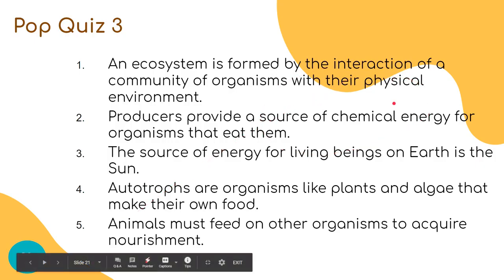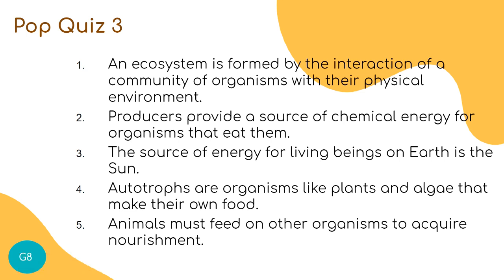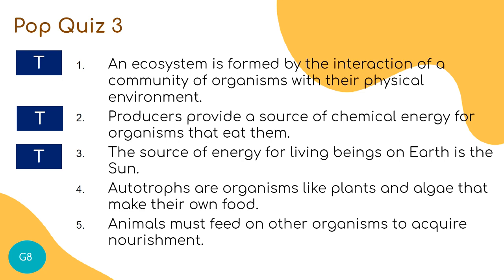Let's try and answer this pop quiz. So this is a true or false. Number one, an ecosystem is formed by the interaction of a community of organisms with their physical environment. That's true. Producers provide a source of chemical energy for the organisms to eat them. That's true. The source of energy for living beings on Earth is the sun. That's true. Autotrophs are organisms like plants and algae that can make their own food. That's true. And animals must feed on other organisms to acquire nourishment.